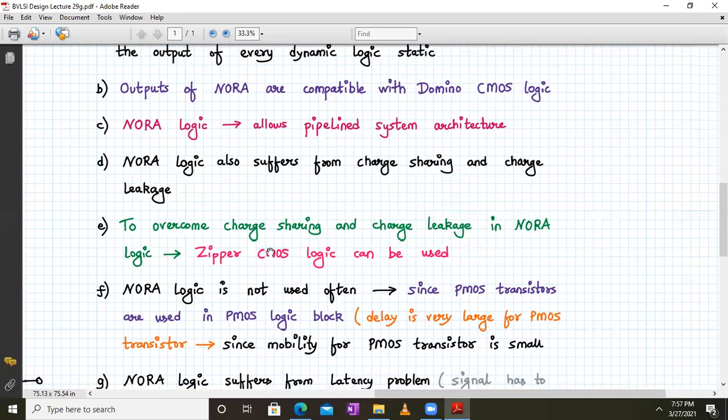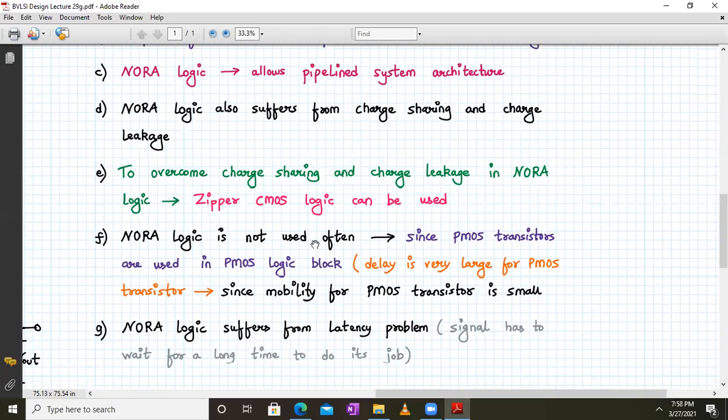To overcome the charge sharing and charge leakage in the NORA logic, there is something called zipper CMOS logic. Zipper CMOS logic can be used to overcome the charge sharing and the charge leakage problem in the NORA logic. NORA logic is not often used for the simple reason that we have a lot of PMOS transistors to make the PMOS logic block, and there will be a delay. The delay will be very large for a PMOS transistor since the mobility in the PMOS transistor is very small. Hence the delay will be large. Hence NORA logic is not often used, and it will suffer from the latency problem.